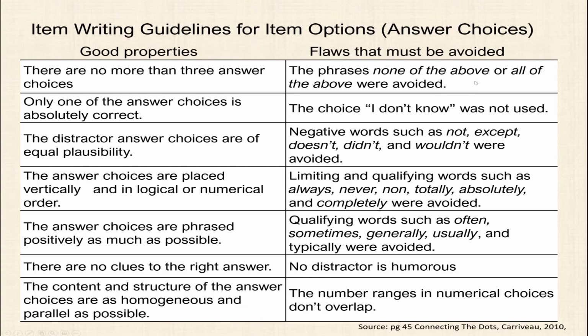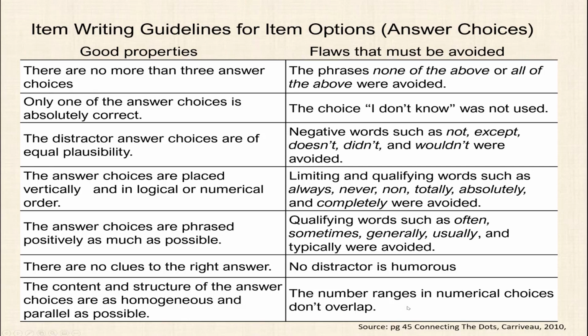So for the flaws, what we avoid is make sure the phrases none of the above or all of the above are avoided. If you're looking back at this like a checklist, the choice I don't know was not used. Negative words such as not, except, doesn't, didn't, and wouldn't were avoided. Limiting and qualifying words such as always, never, none, totally, absolutely, and completely were avoided. Qualifying words such as often, sometimes, generally, usually, and typically were avoided. No distractor is humorous. The number ranges in numerical choices don't overlap.